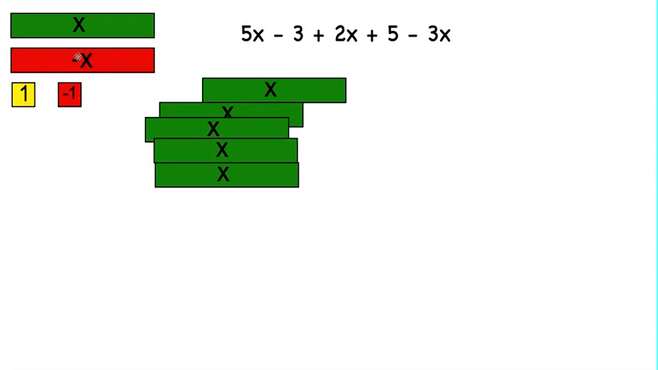This is negative x, this is 1, and this is negative 1. So to represent minus 3 or negative 3, we have to add 3 negative 1s. I'm going to keep all my x's to one side and I'm going to put all my 1s on the other. Since they are different shapes, we can't combine them.